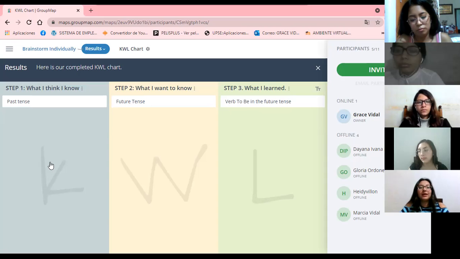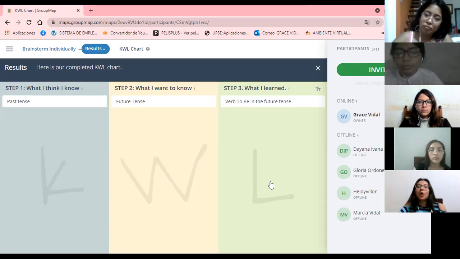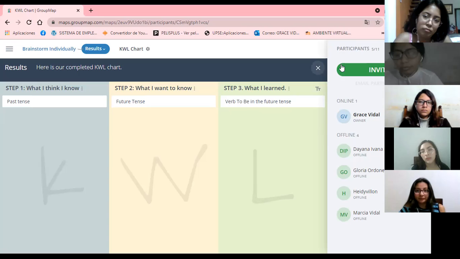K, that means what the students already know about a topic. W, what the students want to learn or find out. And L, that means what the students have learned about the topic after taking action. I found this example that can be used for virtual class currently. It is a group map that teachers can do and the students can participate online. Here, teacher can see the name and the number of participants, and here can see the answers.